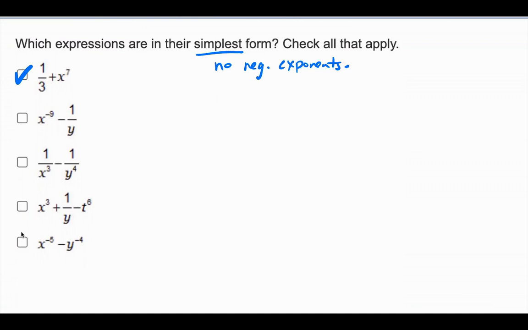So check these others. Which others are in their simplest form based on what we've learned about simplest form? Okay, this one has a negative exponent, so it's not in simplest form. Both of these have exponents in the denominator, but they're positive and they're different variables, so we can't combine those with that addition at all, so that's in simplest form. No negative exponents, all different variables, simplest form. This one has negative exponents. So hopefully that gives you an idea of what simplest form is.